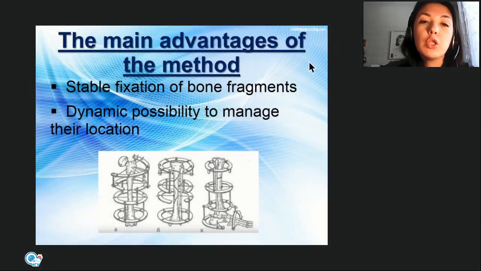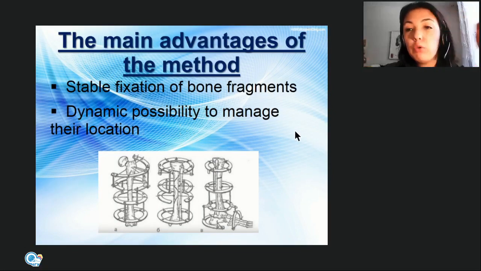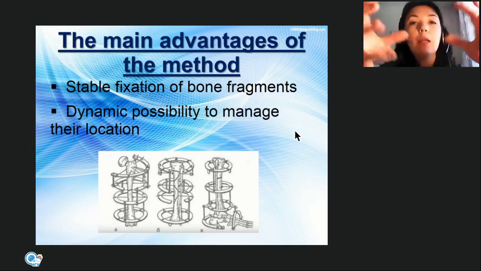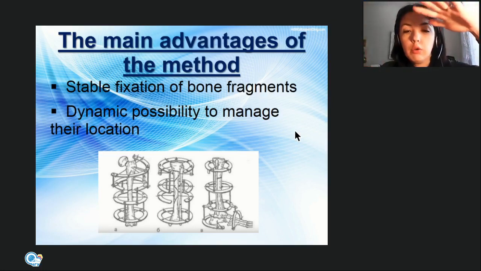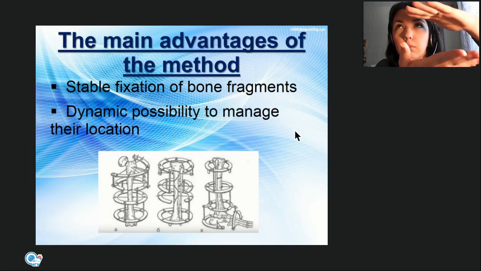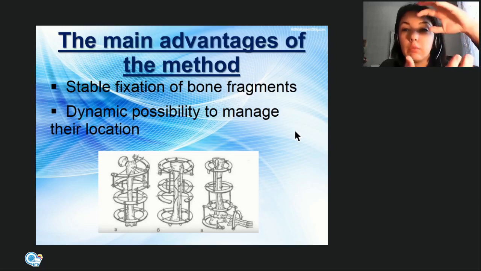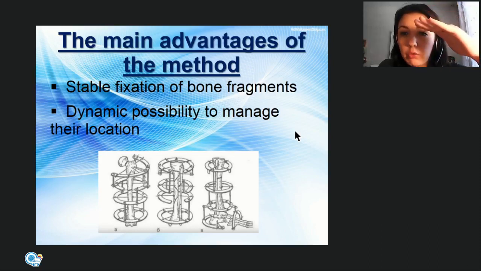The main advantages of the method are a stable, very stable fixation of bone fragments and the dynamic possibility to manage their location, to change their location. Like we also saw at our surgical museum, yes? First we installed circles, let it be 10 centimeters from each other. If we want to compress, we approach them. First we approach for the recovery of the bone, for the formation of the fibrocartilaginous callus.